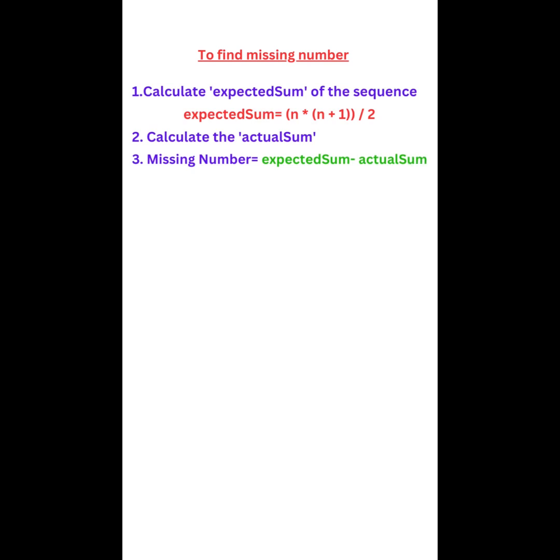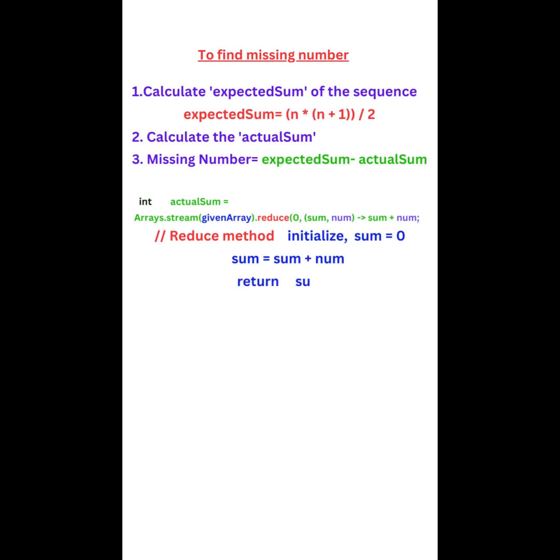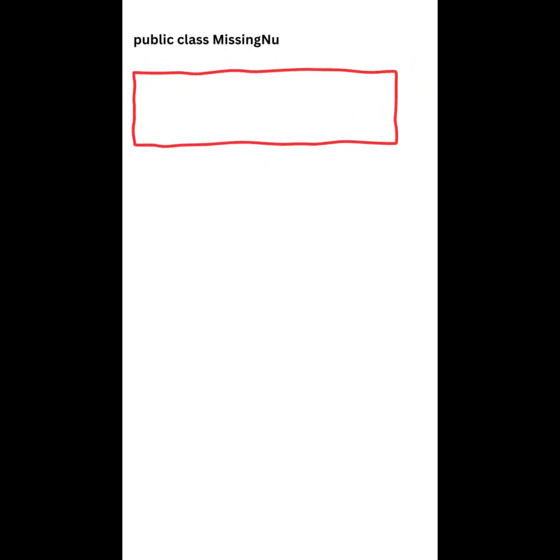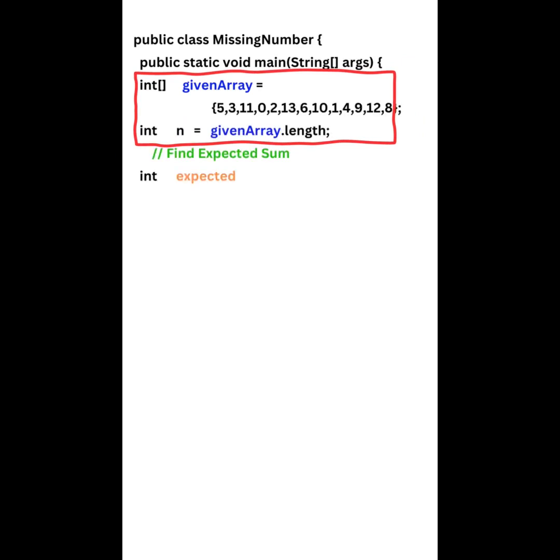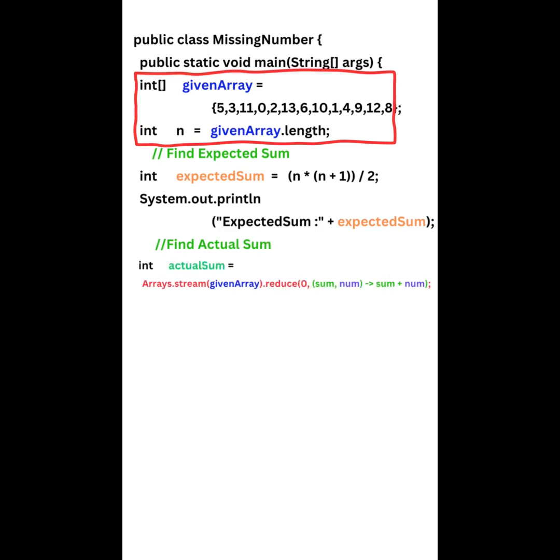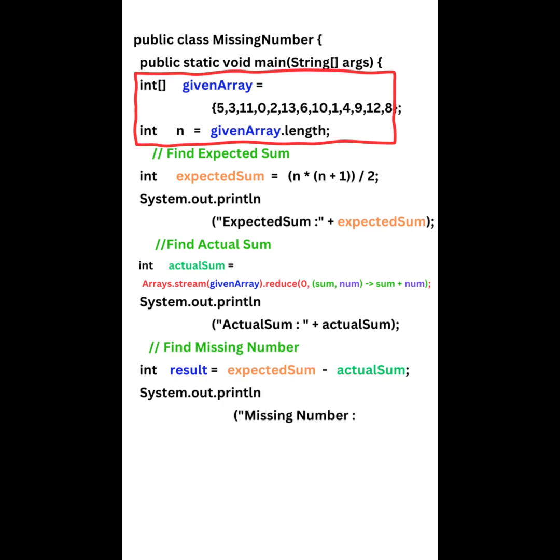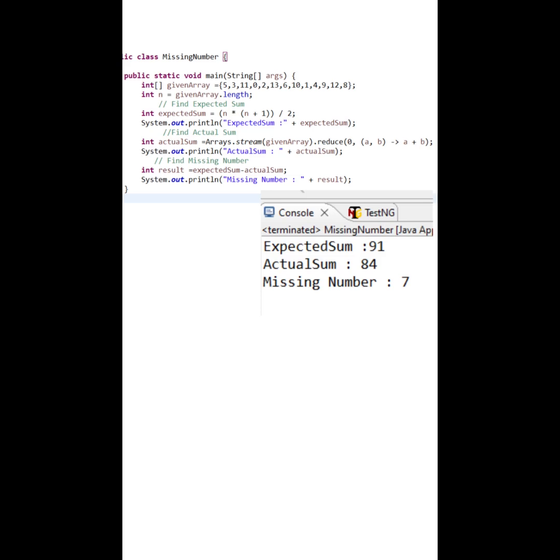Here, actual sum is found by reduce method. It will initialize sum equals 0, next finds sum equals sum plus num. Num represents each number of array. Finally, return sum. That is actual sum. Here we have the code. Find expected sum. Next, find actual sum by reduce method. And then missing number. Check the output. The missing number is 7.